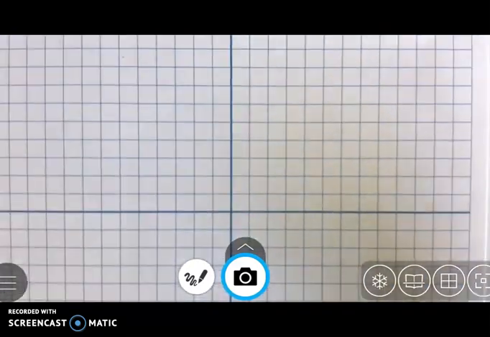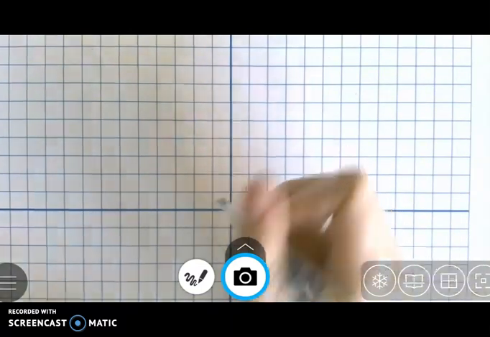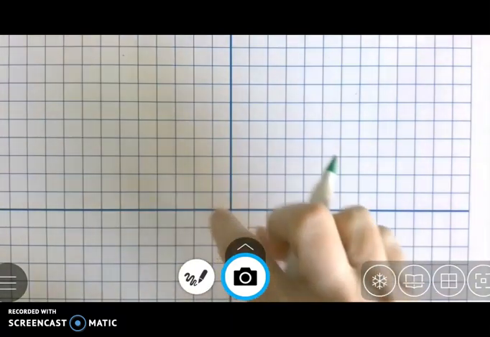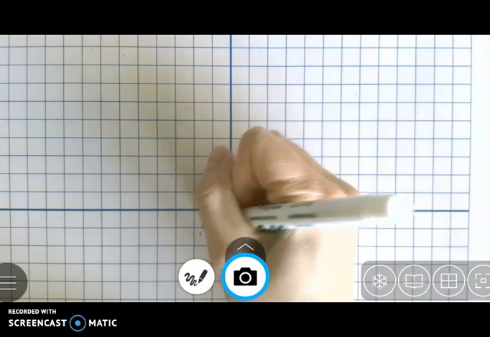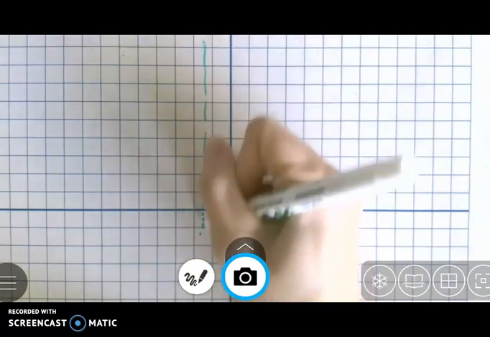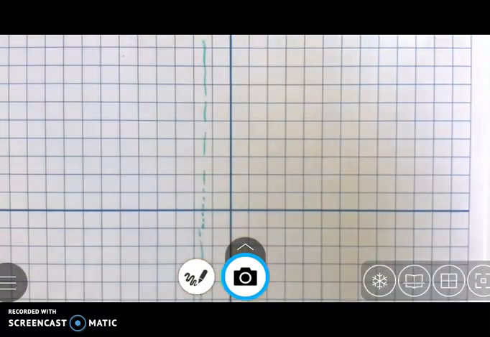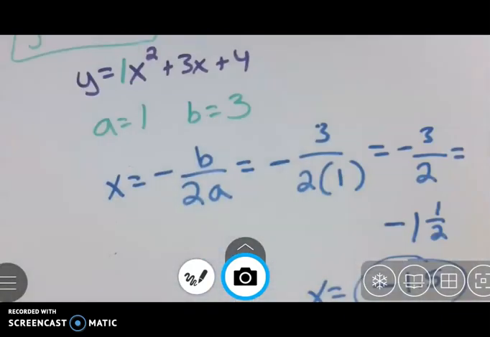If I were to come over here to my graph, negative 1.5 is in between 1 and 2. So my axis of symmetry would be right here, you guys. I would just draw this like a dotted line if I were to plot that. But my answer, again, the axis of symmetry is x equals negative 1.5.